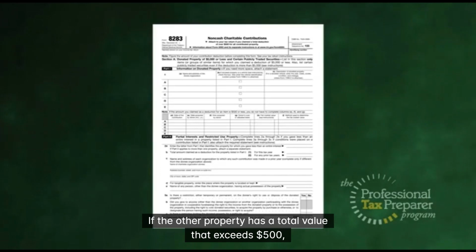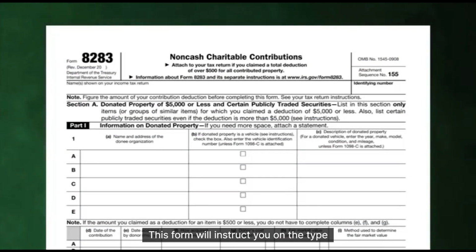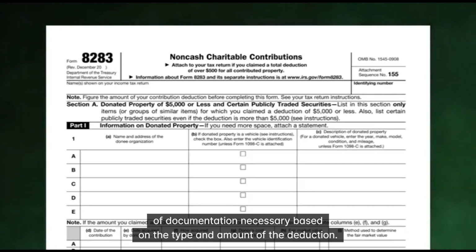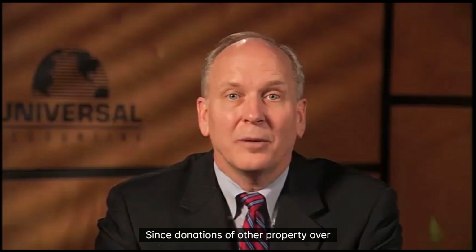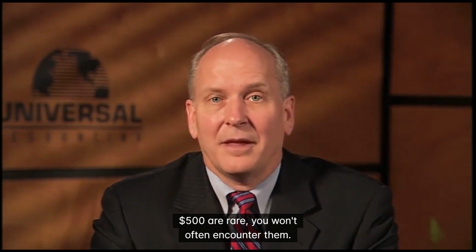If the other property has a total value that exceeds $500, then you'll need to prepare Form 8283 to support the deduction. This form will instruct you on the type of documentation necessary based on the type and amount of the deduction. Since donations of other property over $500 are rare, you won't often encounter them.